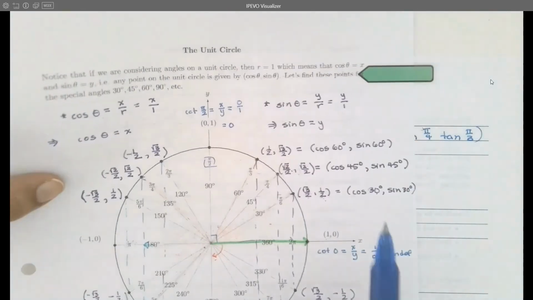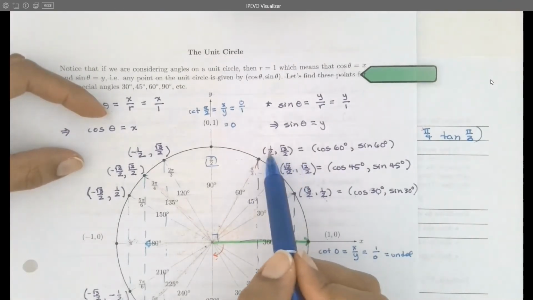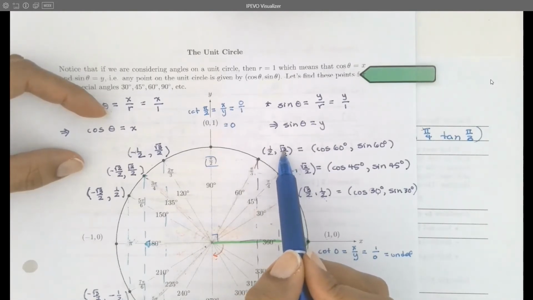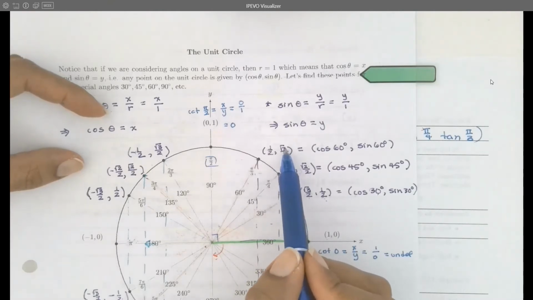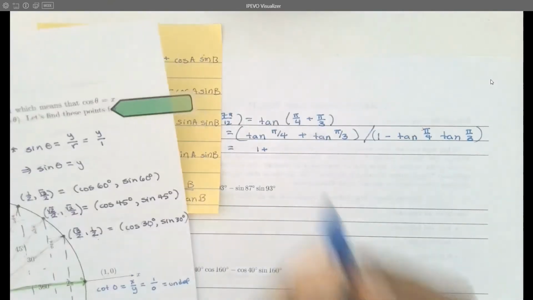Now tangent of pi over 3, here's pi over 3. We'll have y over x again, or sine over cosine. So that'll be a square root of 3 over 2 divided by 1/2. That's the same thing as having square root of 3 over 2 times 2 over 1. So we're just going to get a radical 3.